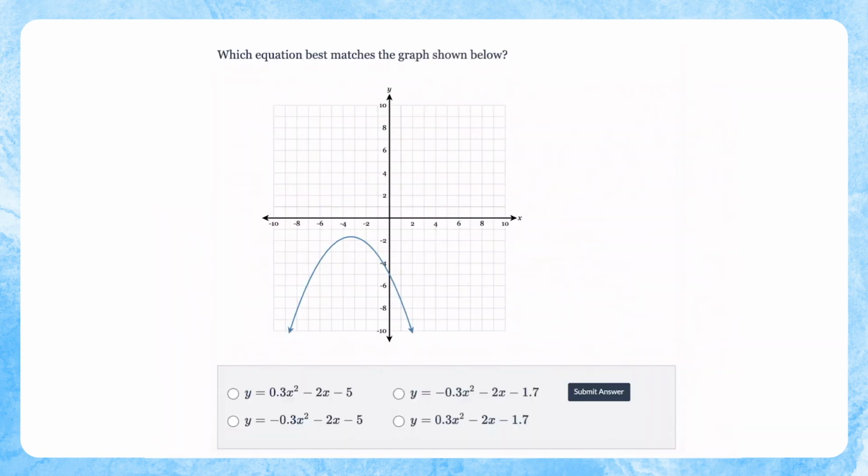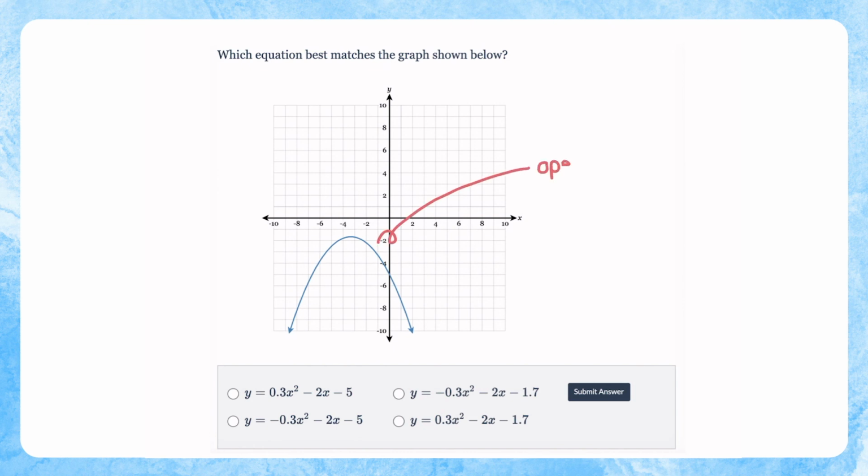So let me show you some examples of how you'll be answering questions on the Delta Math assignment. Your problems will look like this. Which equation best matches the graph shown below? And you have 4 options to choose from. Which equation best matches this graph? We'll find out by focusing on the characteristics of the graph.